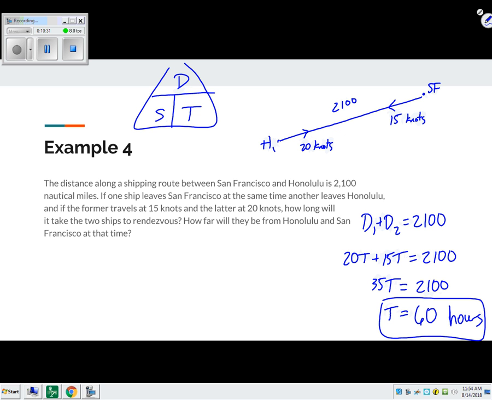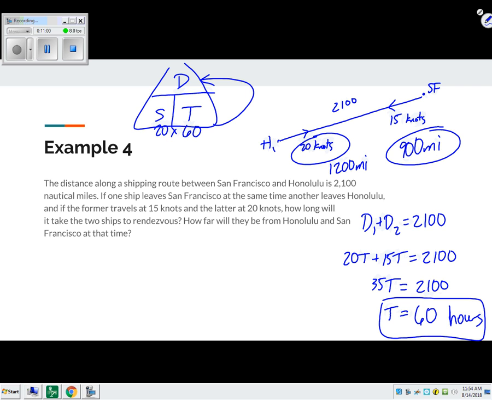It says, how far will they be from Honolulu? Don't let that throw you off. We know how fast it's going from Honolulu. If it goes at a speed of 20 knots for 60 hours, 20 knots times 60 hours, that will tell me how far it is. So it has to be 1,200 miles from Honolulu. I can do a very similar math with San Francisco, or I can just say, well, I know it's 2,100, so it has to be 900 miles from San Francisco. And so these, not necessarily this guy, but will be my 3 answers I'm looking for.